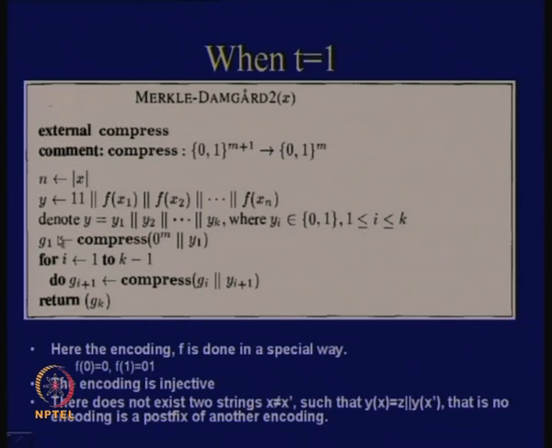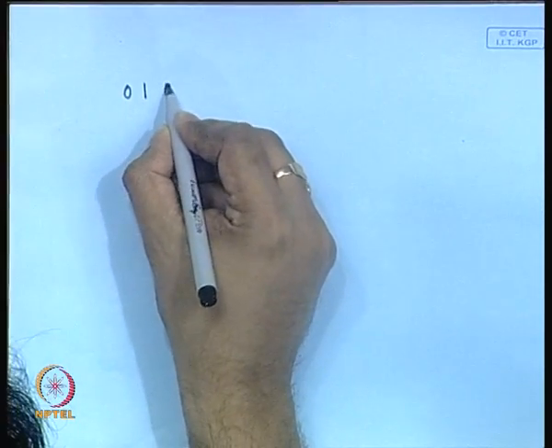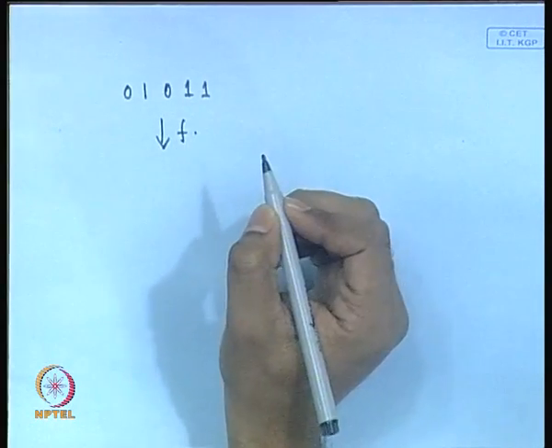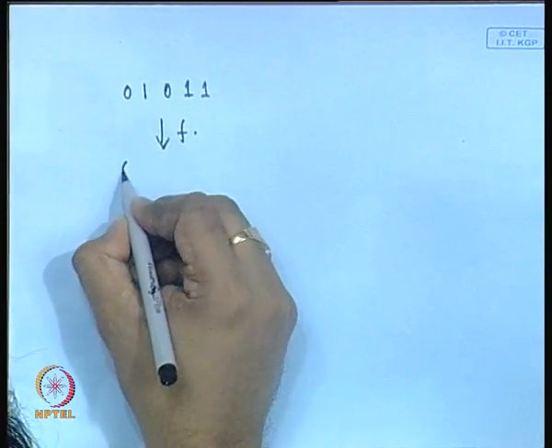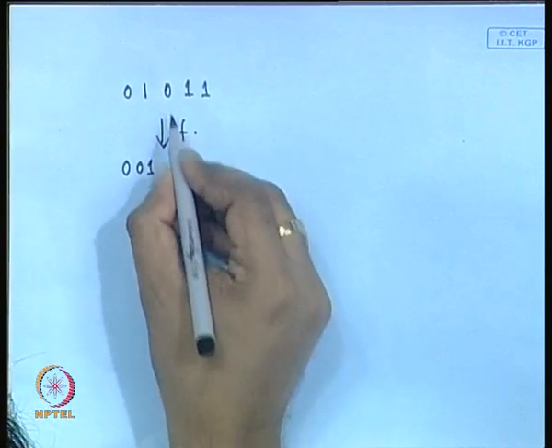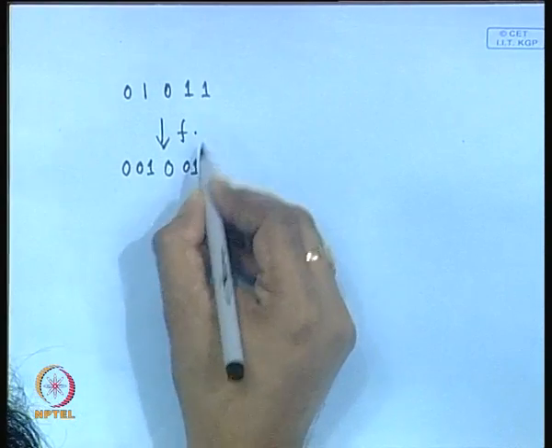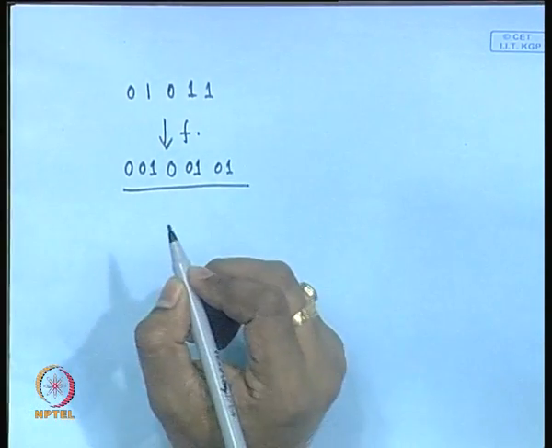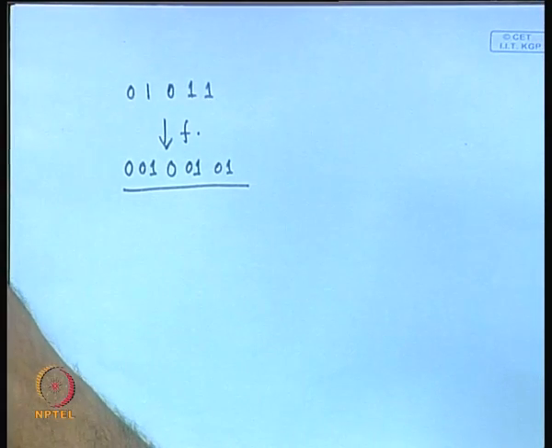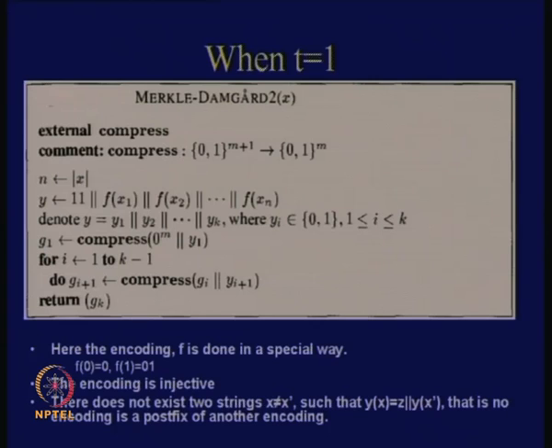Suppose your input is a string like 01011. If you are doing this encoding f, then for your 0 you get 0, for your 1 you get 01, for your 0 you again get 0, for 1 you get 01, and for again 1 you get 01. This is the way you are encoding the input x. You take this value of x and start encoding it, and the only thing is that the first 2 bits are 1. Why do you keep these? Two things are important again.